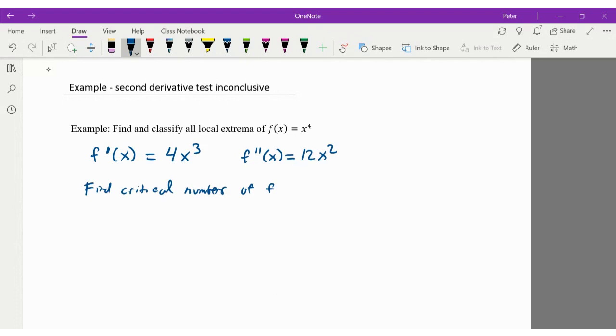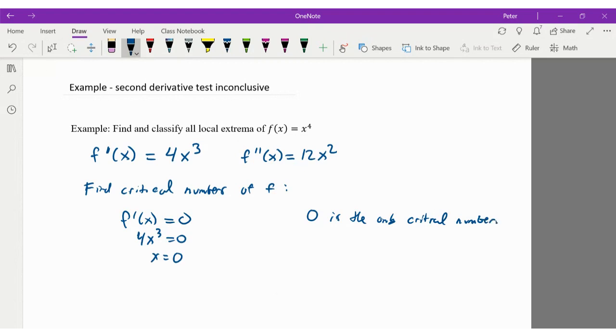So the critical numbers of f, we're looking for places where the first derivative is equal to 0. Obviously, there's no place that f prime is undefined. So we're looking for 4x cubed equals 0, which only happens at x equals 0. So 0 is the only critical number.